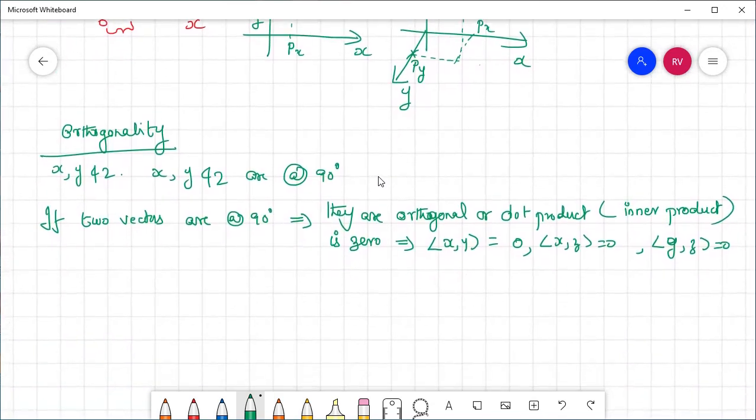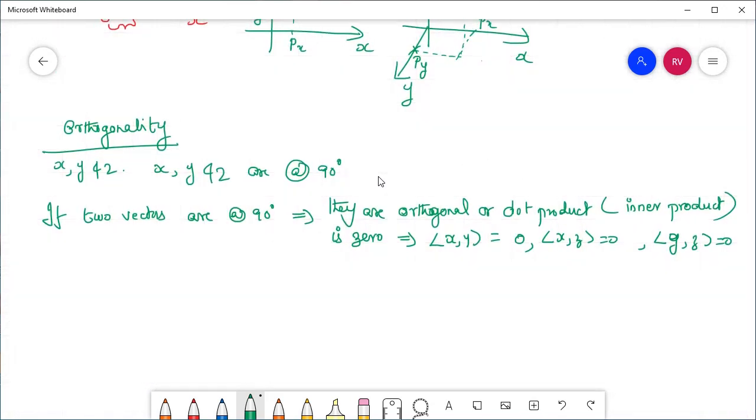Orthogonality means if two vectors are orthogonal, their inner product is 0. So in the Cartesian space we have three vectors. They are mutually perpendicular, or they are orthogonal, or their inner product is 0.